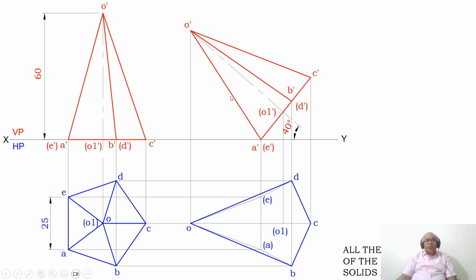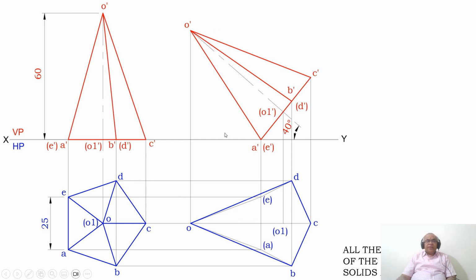Then join between O dash A dash, O dash B dash and O dash C dash with a dark line, and join between A dash C dash also with a dark line. Then you join between O dash and O1 dash with a slightly thicker line, with a big dash and small dash. Then this is how you will be able to draw the second position front view by rotating the axis by an angle of 40 degrees to HP.